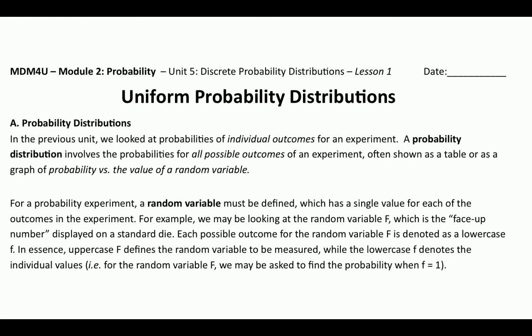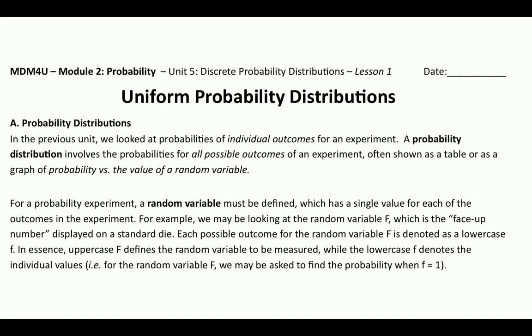We're beginning Unit 5 in our study on probability. And this unit deals with probability distributions, and specifically discrete probability distributions. I'm Mr. Jackson. And I'm Miss Hughes. And to begin in talking about distributions, we're going to talk about probability distributions that are uniform in nature.